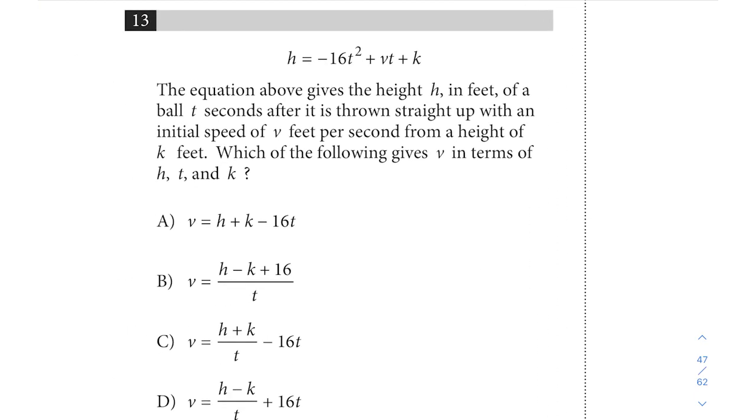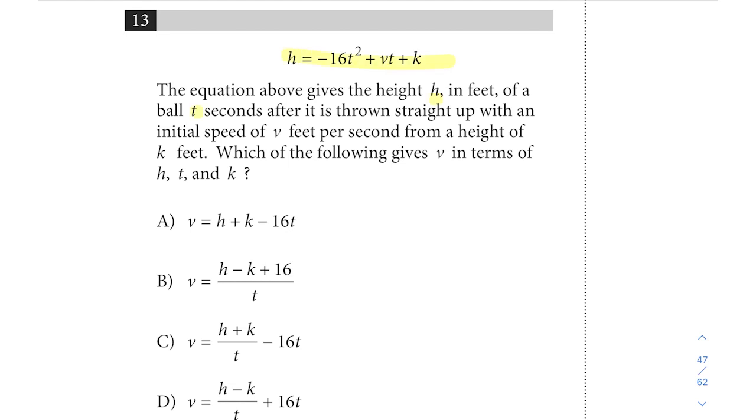So here we have h equals negative 16t squared plus vt plus k. The equation above gives the height h in feet of a ball t seconds after it is thrown straight up with an initial speed of v feet per second from a height of k feet. Which of the following gives v in terms of h, t, and k?